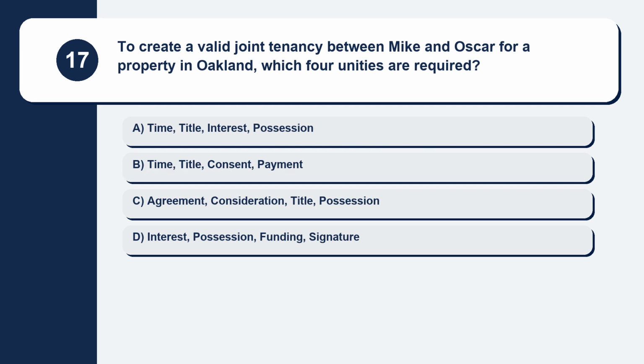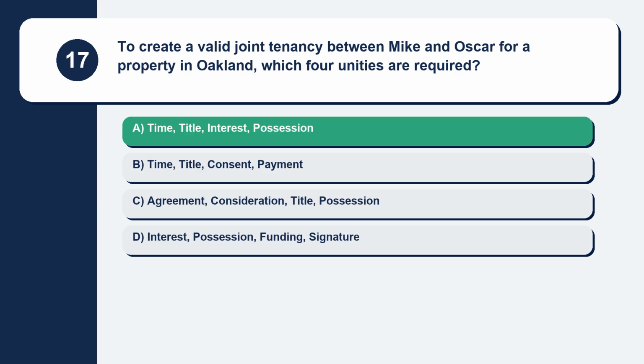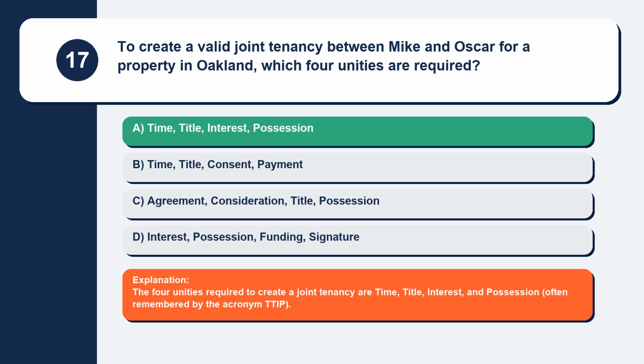Question 17. To create a valid joint tenancy between Mike and Oscar for a property in Oakland, which 4 unities are required? Here are your options. Option A, time, title, interest, possession. Option B, time, title, consent, payment. Option C, agreement, consideration, title, possession. Option D, interest, possession, funding, signature. The correct answer is option A, time, title, interest, possession. Explanation: the four unities required to create a joint tenancy are time, title, interest, and possession, often remembered by the acronym TTIP.